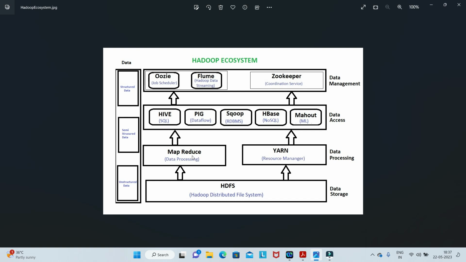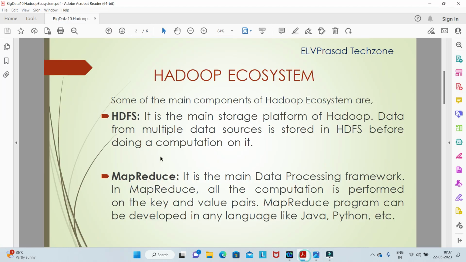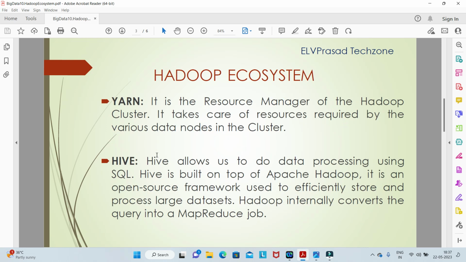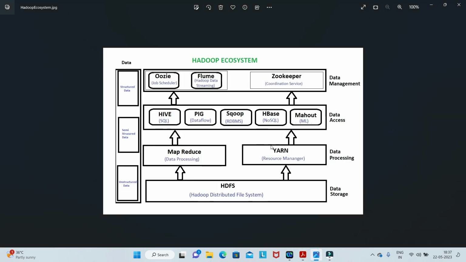We had seen that in the earlier videos, and this is the Yarn manager. Yarn manager is the resource manager of the Hadoop cluster. So it takes care of the resources. Any of the resources within the Hadoop cluster which are required for various data nodes would be taken care of by the resource manager.